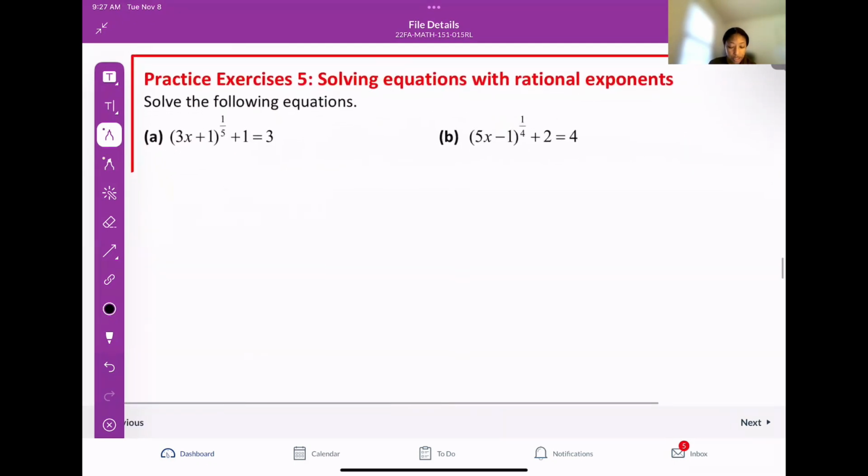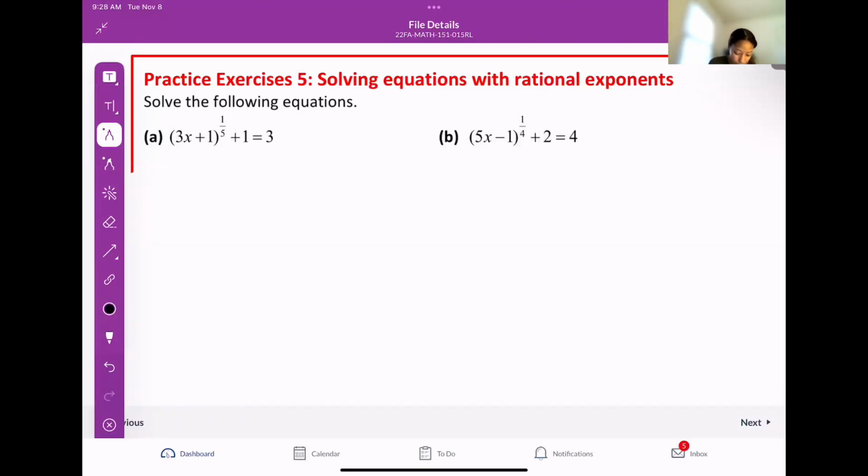The last type of equation that I want us to practice solving is an equation where our exponent is a rational expression or a fraction. Remember, fractional exponents are just equivalent to some radical term. To get rid of the fractional exponent, you will raise both sides of the equation to some power. So if you have the 1/2 power, you will square both sides because the 1/2 power is the same as the square root. If you have, like we have here in part A, the 1/5 power, that's the same as the 5th root. So we'll take the 5th power of both sides. To get rid of the 1/4 power, you raise both sides to the 4th power.